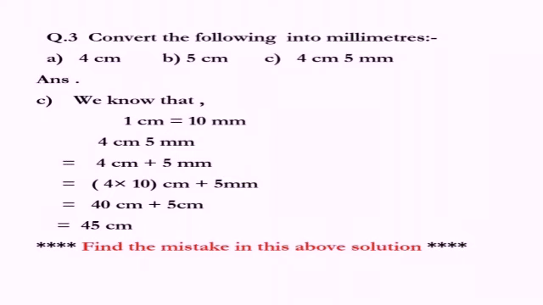Today this is our last question. Question number C, 4 centimeter 5 millimeter 2 millimeter. What I have done, I have used that process. First of all I separated, then converted, then added. So I have made a mistake here. You have to find out what my mistake is and write it in my comment box. So what is my mistake? Find out. So till then, bye bye.